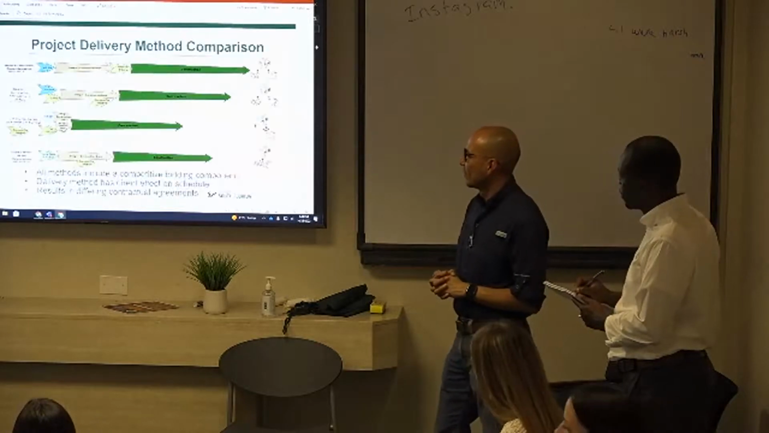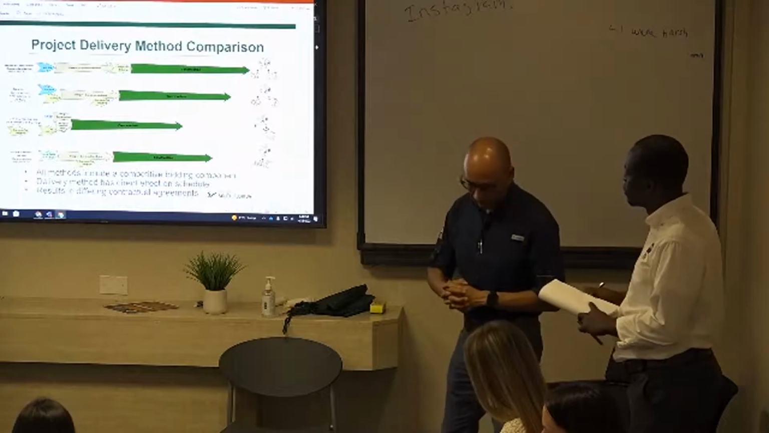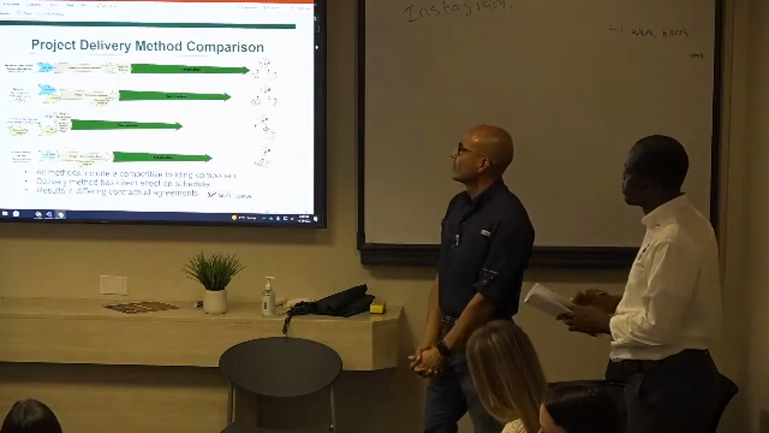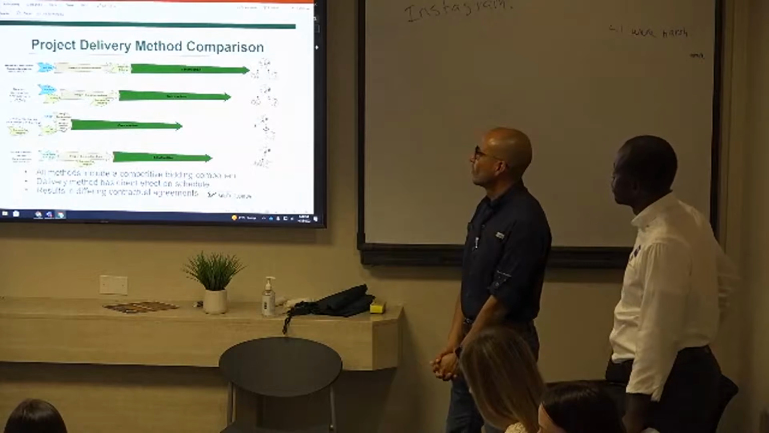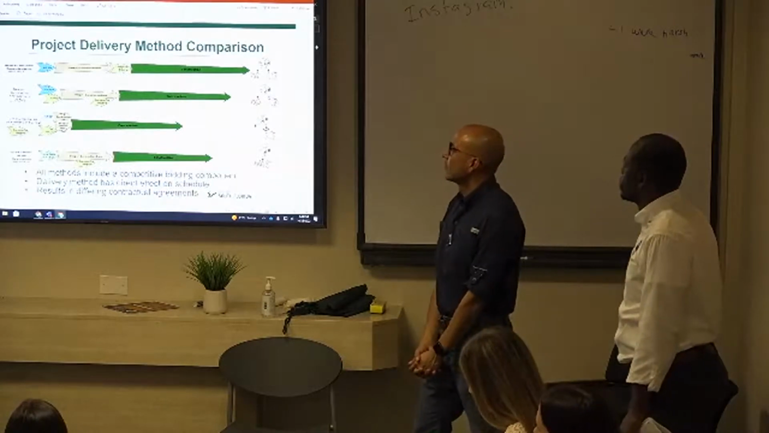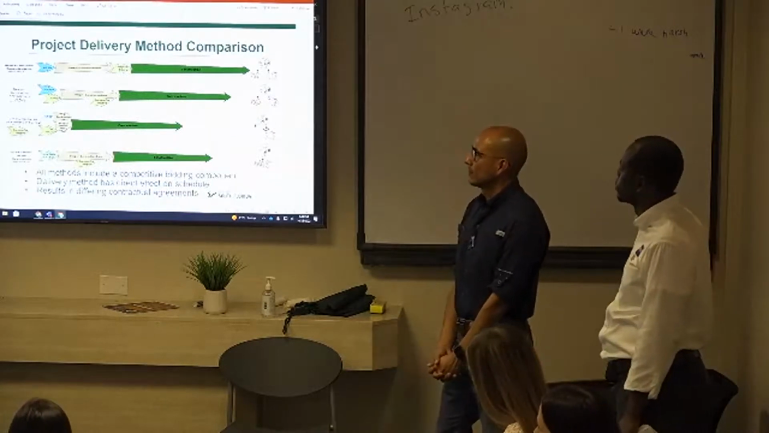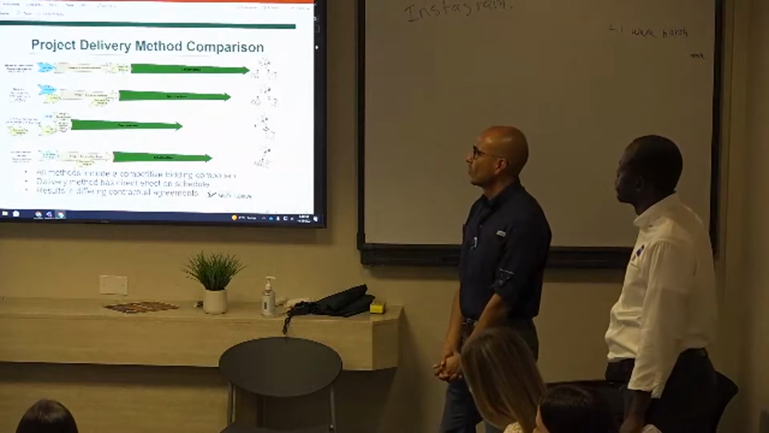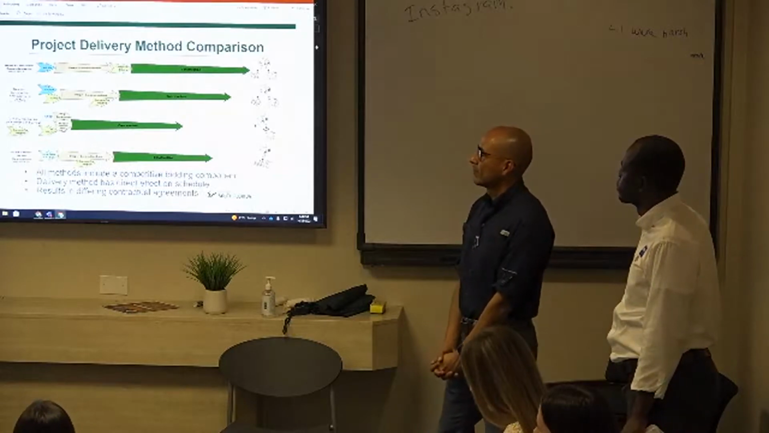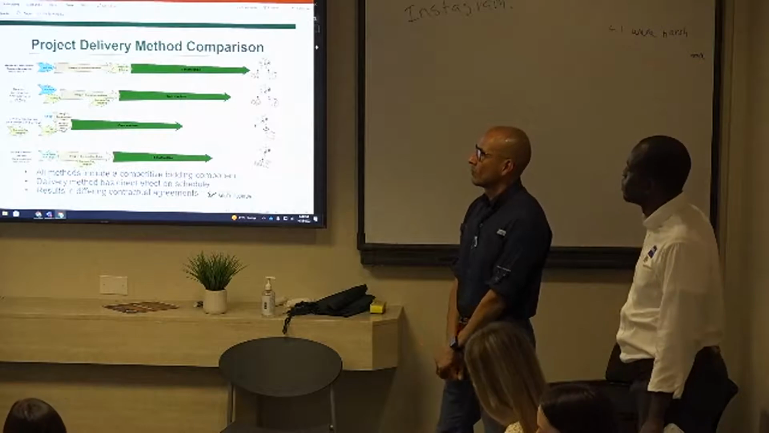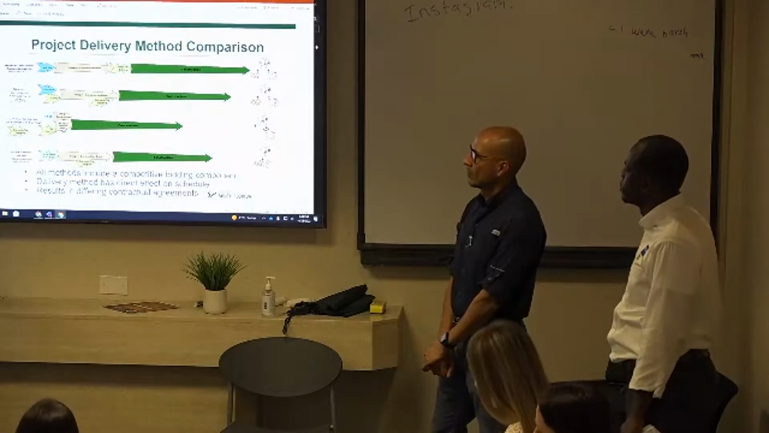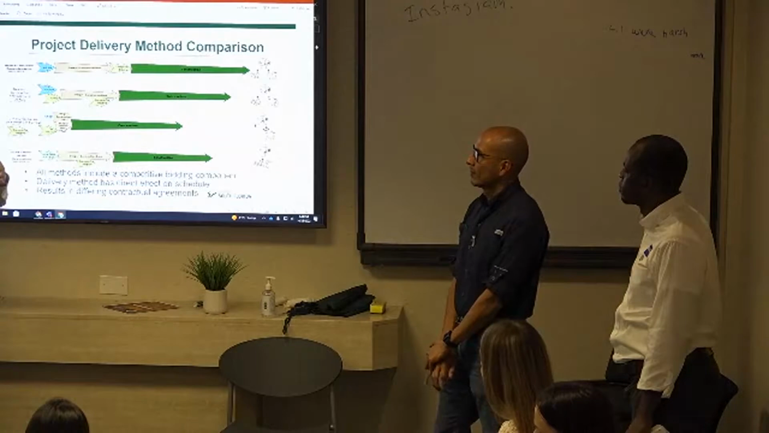So the delivery methods that are most prevalent in the United States, what they call the traditional method, is what they call the design bid build, or the DBB. So that's where you hire the architect, he designs it, he puts it out to bid, and the bid is what it is, and then the contractor builds it.